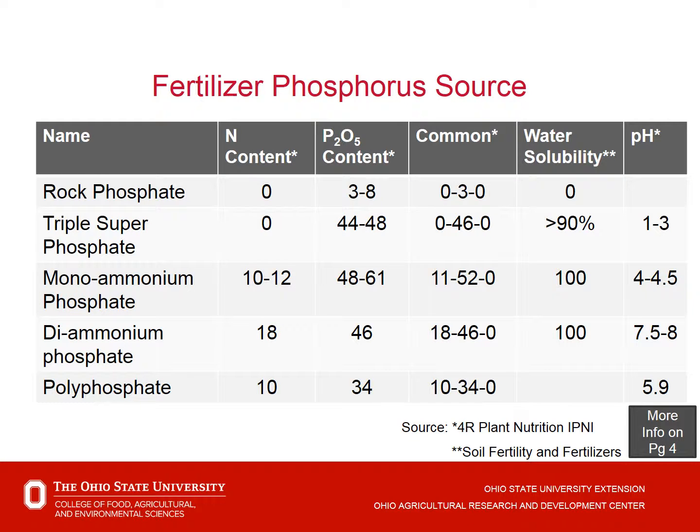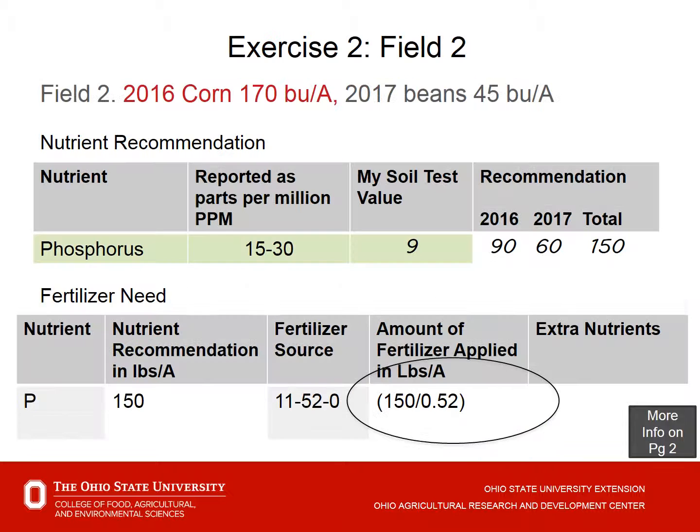Now we know that fertilizer is not a pure substance, so when we were talking earlier about needing 150 or 115 pounds of P2O5, that's not what we're going to put down as far as fertilizer content. These are the sources of fertilizer that we have available to us. The common ones that we're working with today are either monoammonium phosphate or diammonium phosphate. In this case, what we're going to use for our fertilizer source is the MAP, or monoammonium phosphate, which is 11-52-0, in meeting our fertilizer need for the recommendation that we have for nutrients.